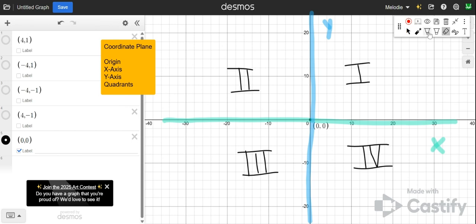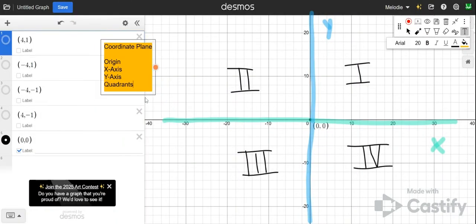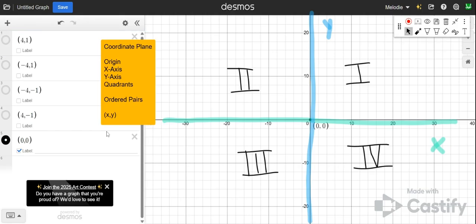Speaking of the quadrants, there are things called ordered pairs. They are essentially just points. Let me just write that down. Ordered pairs. Those are those XY things. We call them points. You graph them. They will always fall either on an axis or in a quadrant.